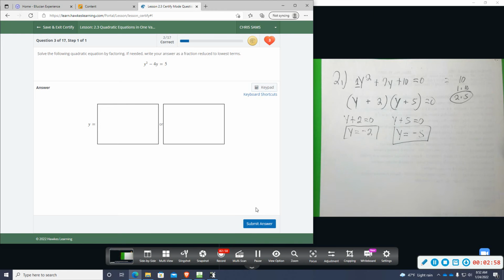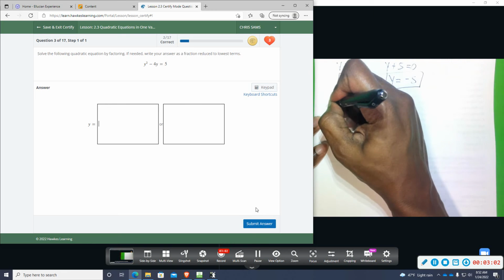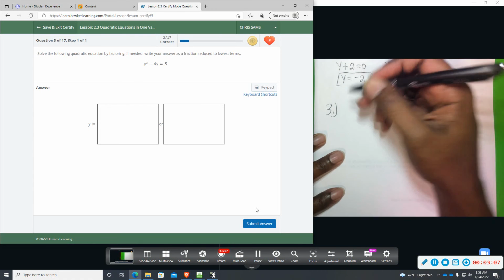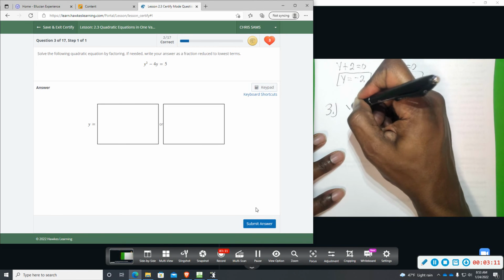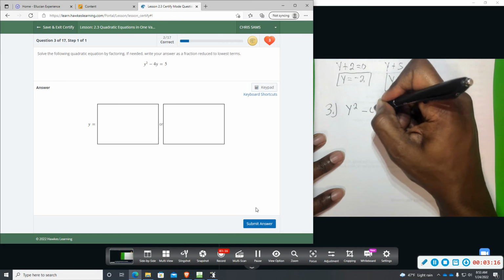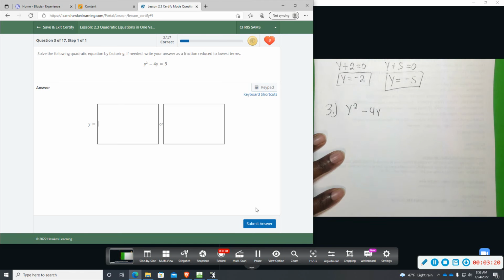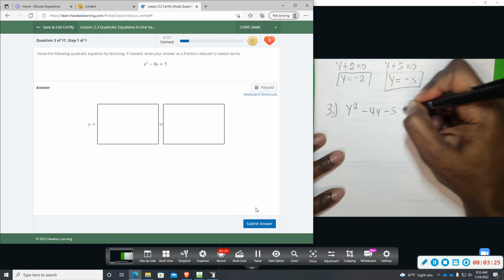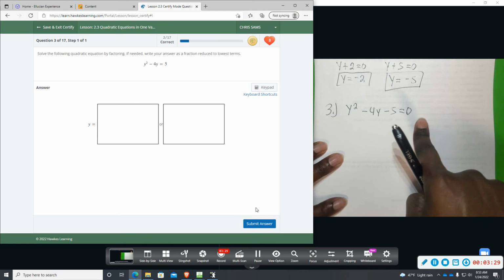Alright, we're also going to do number 3 here. Alright, number 3 we have, and I'm going to go ahead and put this in standard form. I'm going to move everything as it needs to be. So we have y squared, and then minus 4y. And now the 5 is on the other side of the equal sign. So when I move it over, I have to subtract or change the sign. It's going to be a minus 5 equals 0. So just get used to setting everything up in standard form.